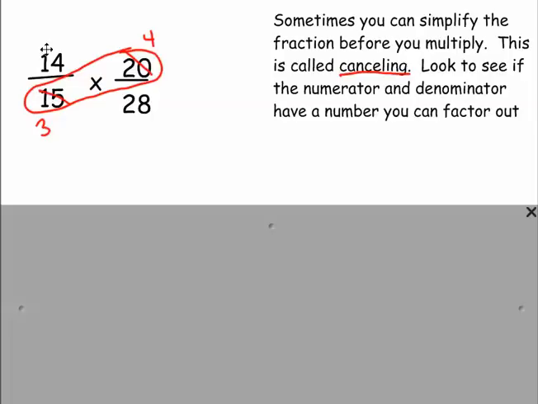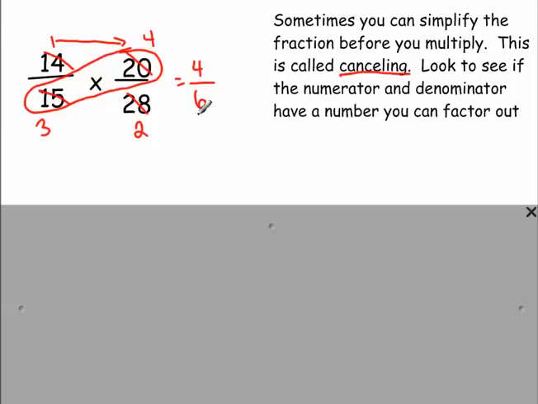7 would work, but 14 is actually the greatest factor. So 14 divided by 14 would be 1. 28 divided by 14 would be 2. So now I'm just going to multiply these numbers straight across. So 1 times 4 would be 4, and 3 times 2 would be 6.